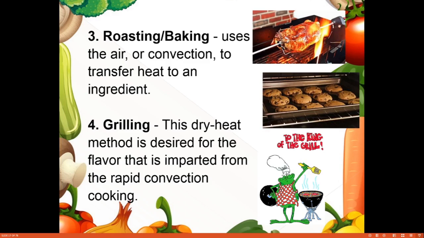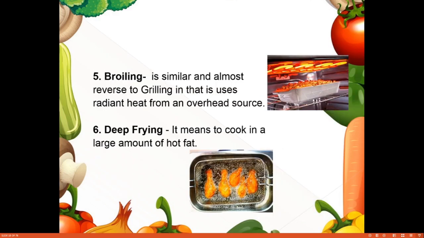Number 4, grilling. This dry heat method is desired for flavor that is imparted from the rapid convection of cooking. Grilling is a form of cooking that involves dry heat applied to the surface of food, commonly from above, below, or from the side. Number 5, broiling.